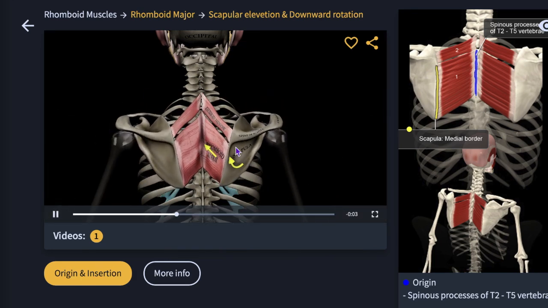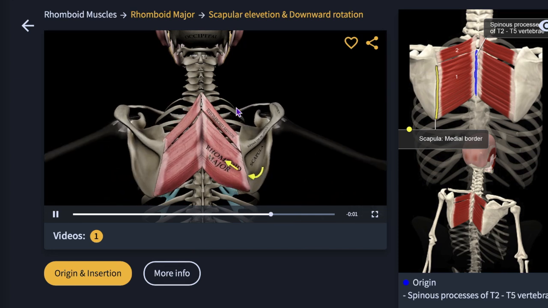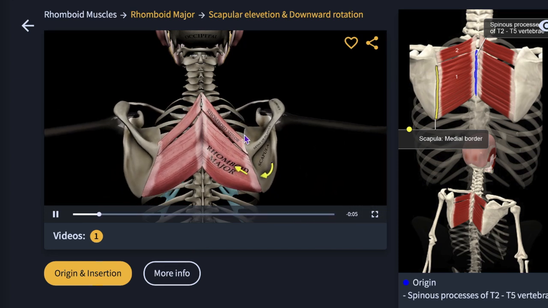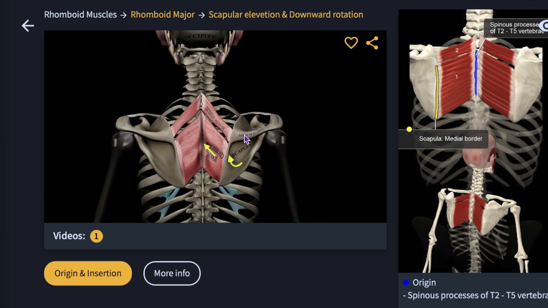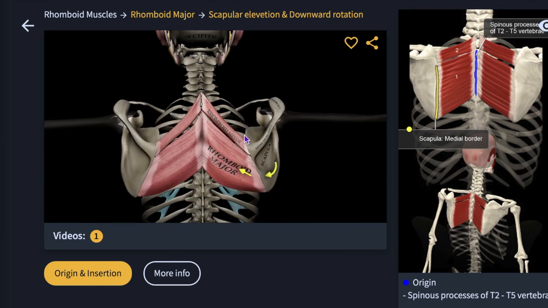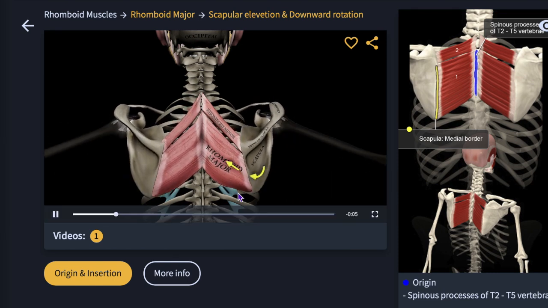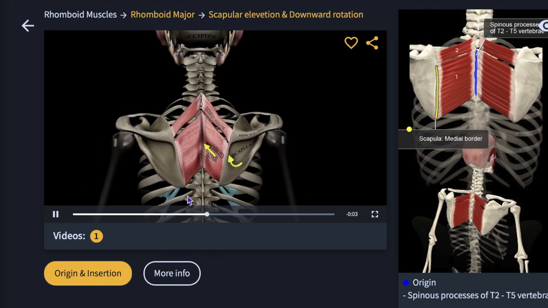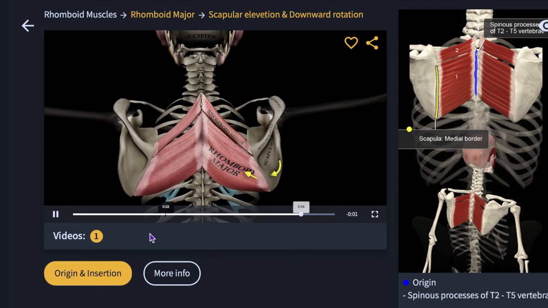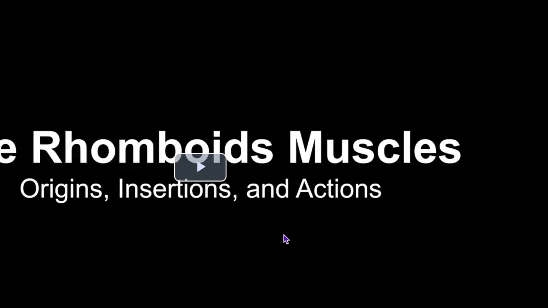So the first thing that we have to address is the opening of pecs and the opening of the front of the shoulder and the rib cage. So that has to really be in there, including scalenes. So there's a lot that goes on with this. The rhomboid muscles, their origin, insertion, and action.